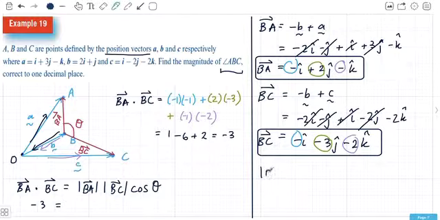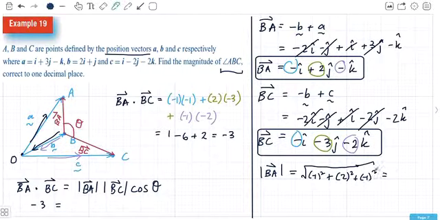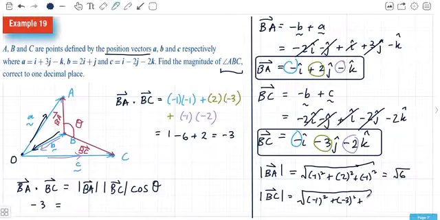Next, let's find our magnitudes for BA and for BC. Square root of all the coefficients squared, so -1 squared plus 2 squared plus -1 squared, and that will be the square root of 4, 5, 6, square root of 6. And the magnitude of BC is again the same thing, square root of the coefficient of I squared, the coefficient of J squared, and the coefficient of K squared. 9 plus 4 is 13, plus 1 is 14, so this would be root 14.